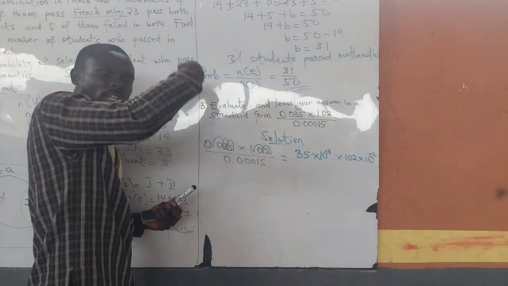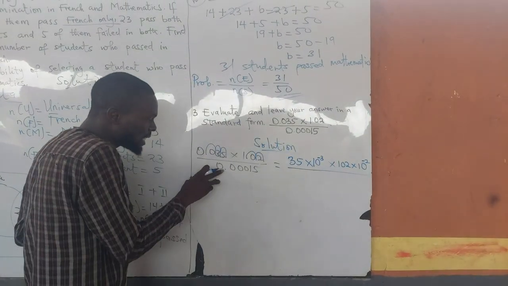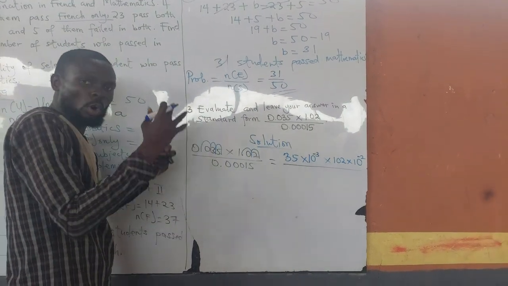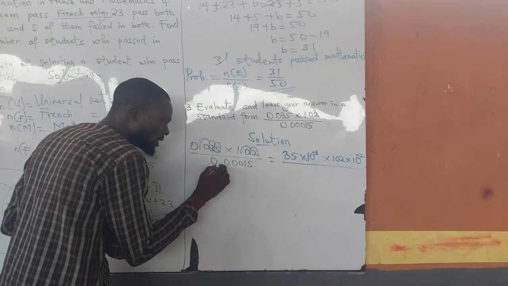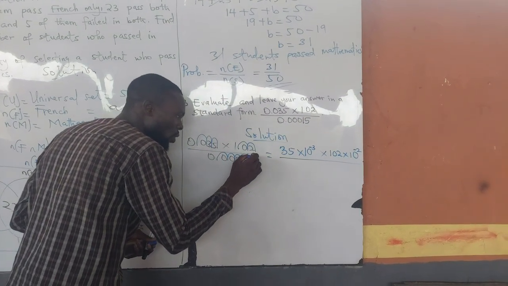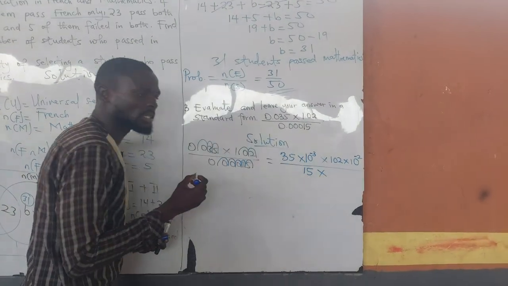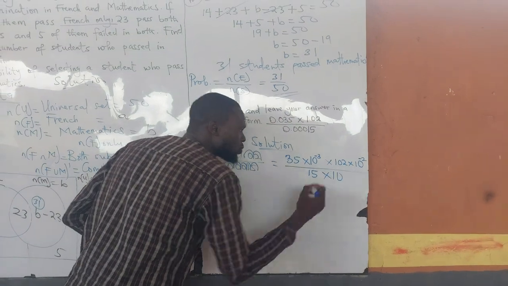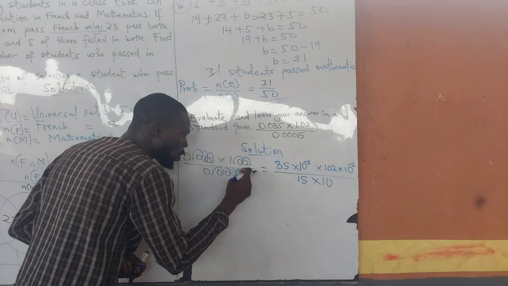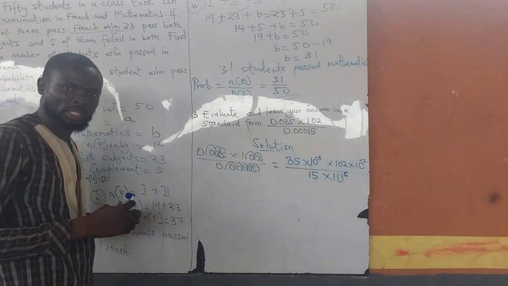Based on the direction of the movement, we also do the same to the denominator. This is 0.00015. Let us write it in the whole number form. From the point, we move 1, 2, 3, 4, 5. So we now have 15 times 10 raised to the power of the number of times we moved. We moved 5, and we write it as negative because of the direction.